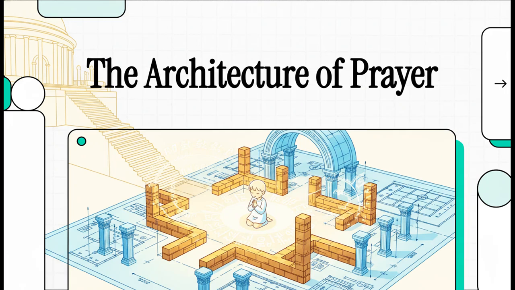Hey, welcome. So today we're going to look at a pretty fascinating idea, thinking about prayer as, well, architecture. Not just something you do, not just a list of things you want, but a structure that's been carefully designed with a very specific blueprint. We're going to explore how the Bible actually lays this blueprint out for us, showing a design that's not just about talking to God, but about being transformed by Him.